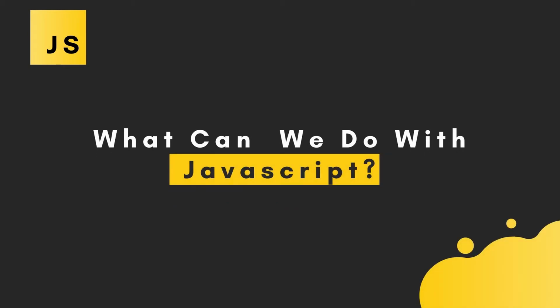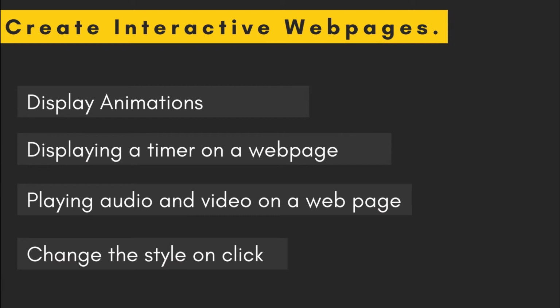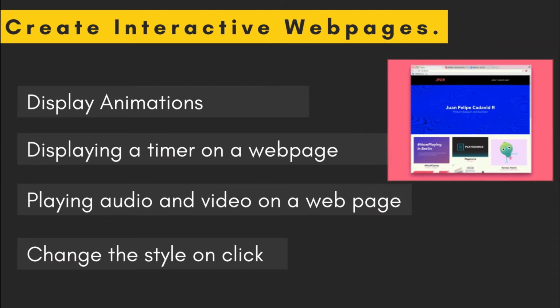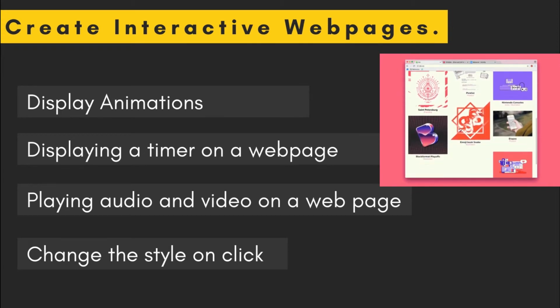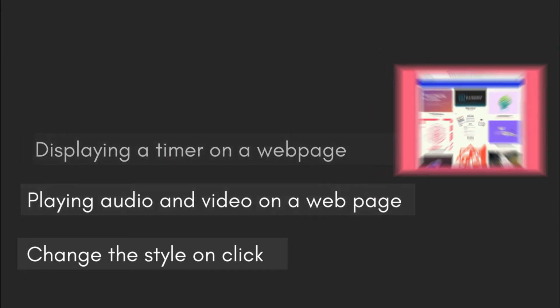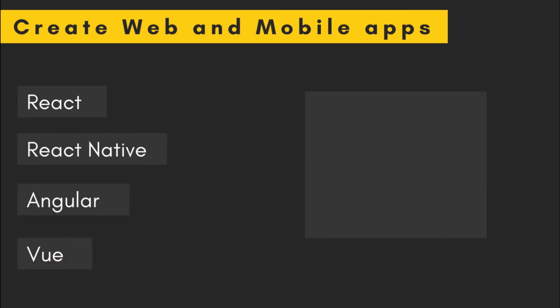What can we do with JavaScript? We can create interactive web pages using JavaScript. We can display animations and timers on web pages, play audio and video, and change style on click. Create web and mobile application.